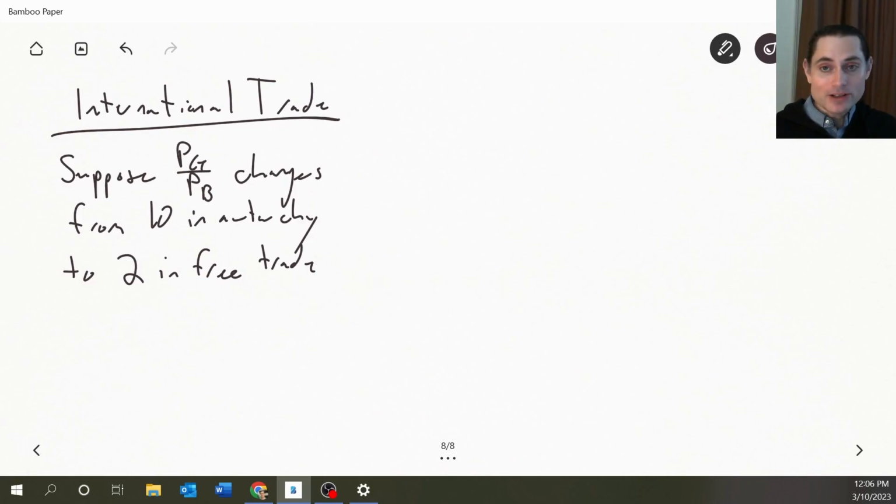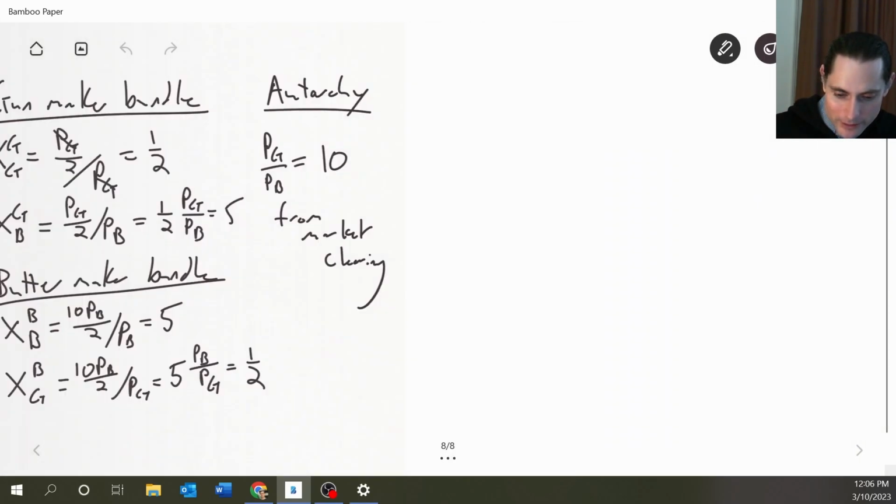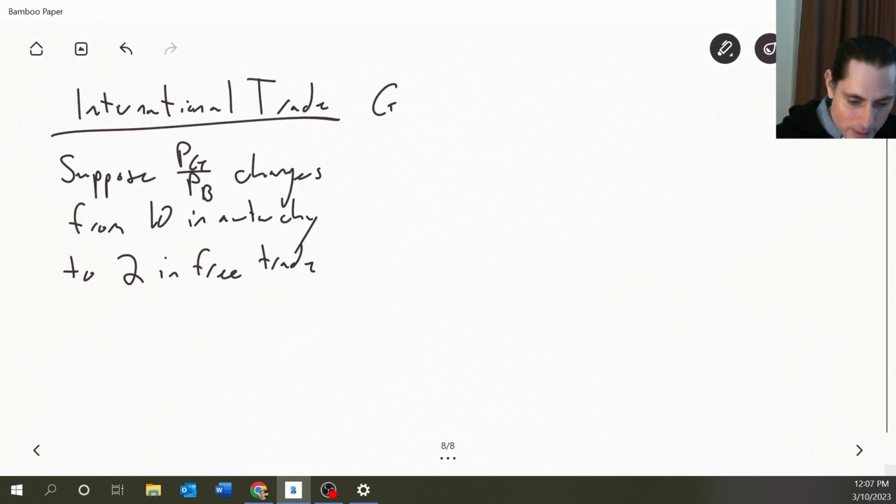Okay, so actually the problem looks very similar. The budget constraints, everything is very similar. It's just we're going to have a different price. So we can again write out the, what did we do on the last page? Let me just flip back here and make sure I'm repeating exactly. Gun maker bundle and butter maker bundle. Okay, so let's do the gun maker bundle.